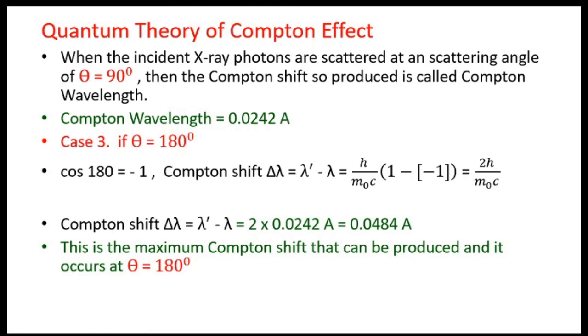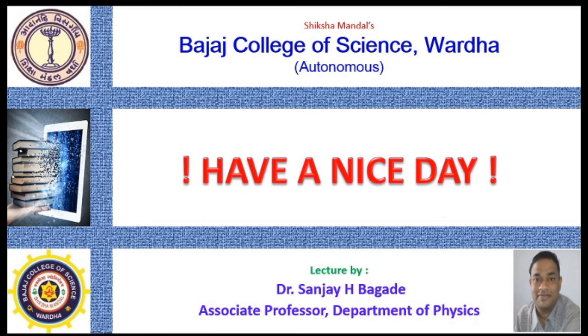Thus, quantum mechanics can successfully explain the Compton effect, the presence of higher wavelength in the scattered radiation, and the Compton shift. All this is done on the basis of quantum theory, where the incident X-ray is supposed to consist of a large number of particles called photons, and each photon behaves like a particle. So that's all about the Compton effect.